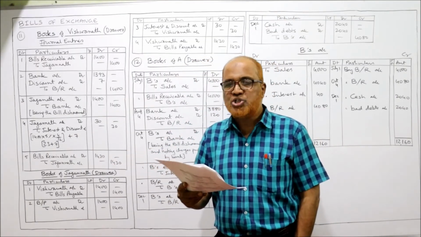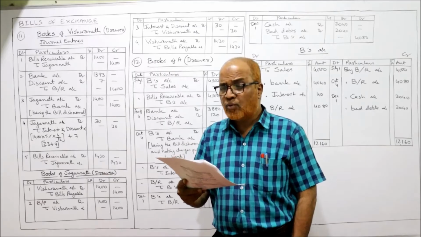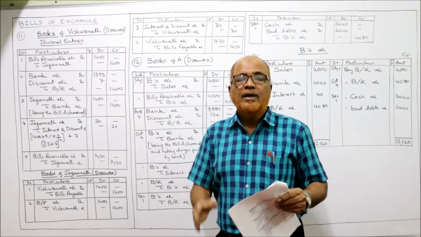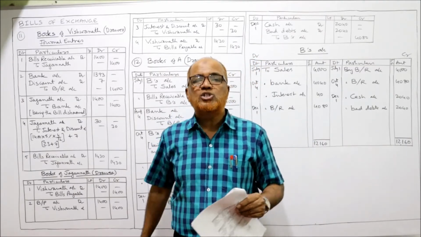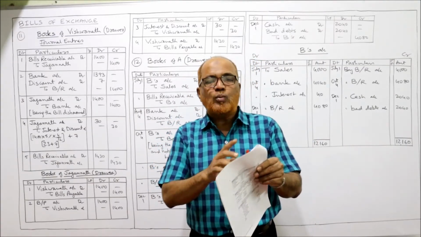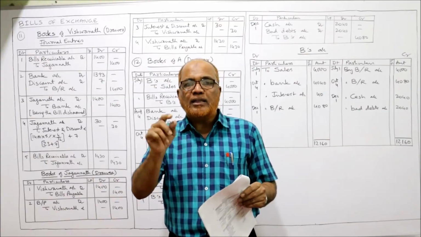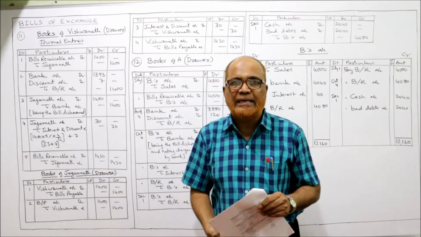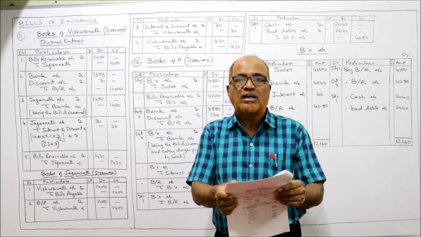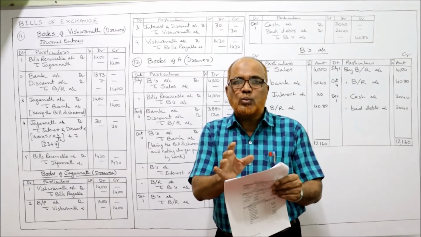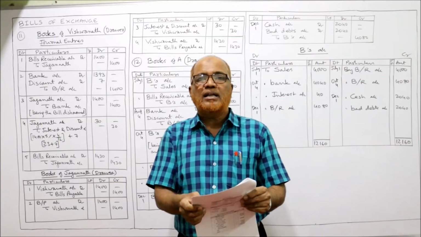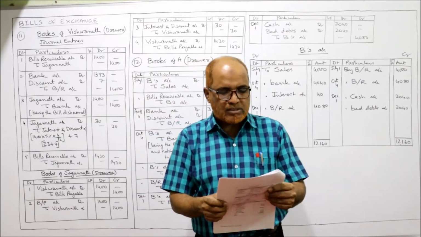Vishwanath draws a bill on Jagannath for rupees 1400 for 4 months, which is accepted by Jagannath. Here the person who draws the bill is called the drawer. So Vishwanath is the drawer. And the person on whom the bill is drawn is called the drawee. So here Jagannath is the drawee. The value of the bill is 1400 and the duration of the bill is 4 months.